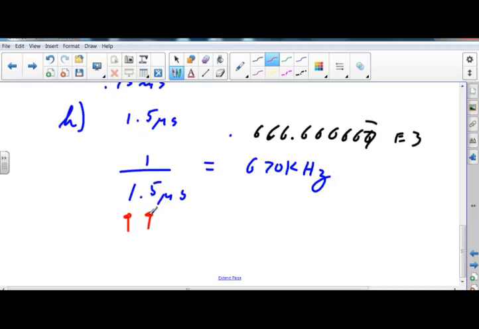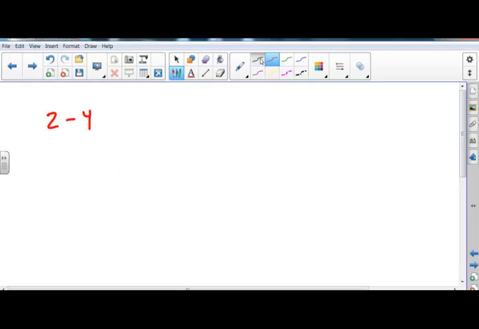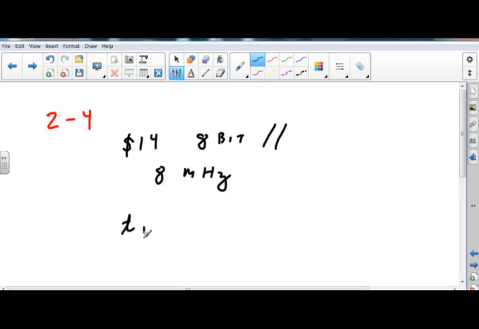So I'm looking at 2-4 as a problem. How long will it take to transmit 3 ASCII coded characters? Okay, so we've got a pound sign, a 1, and a 4, in 8-bit parallel. If the clock frequency is 8 megahertz, that means I have to know what the period is. What's the period? 1 over 8 megahertz. Where'd my calculator go? There's my calculator. 1 divided by 8E6.